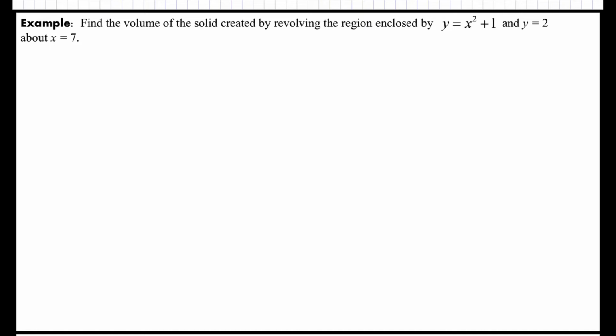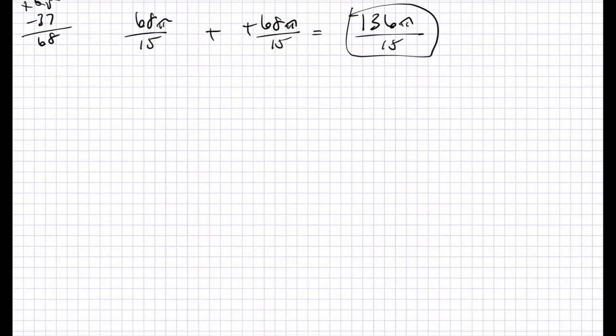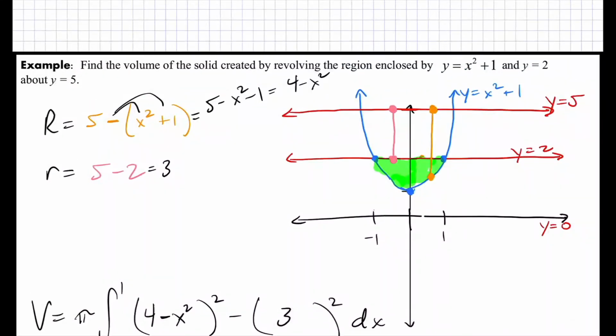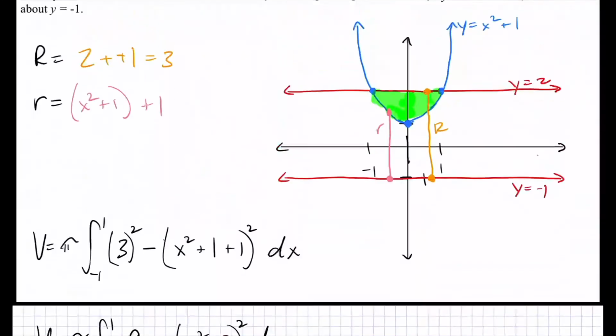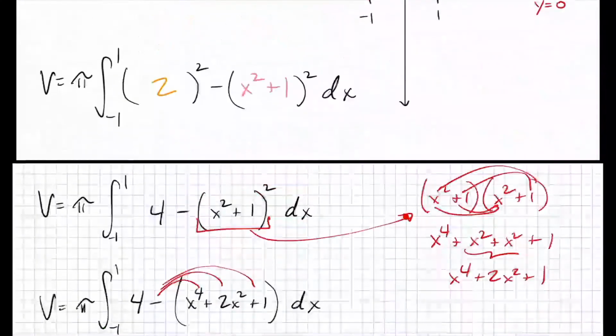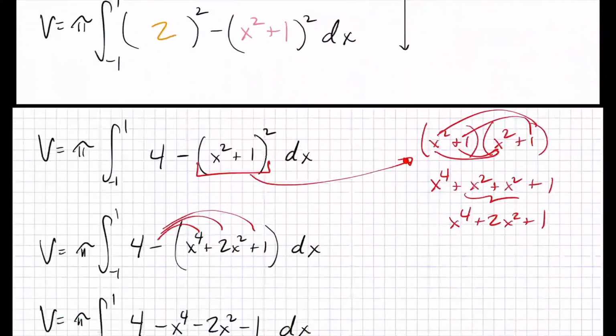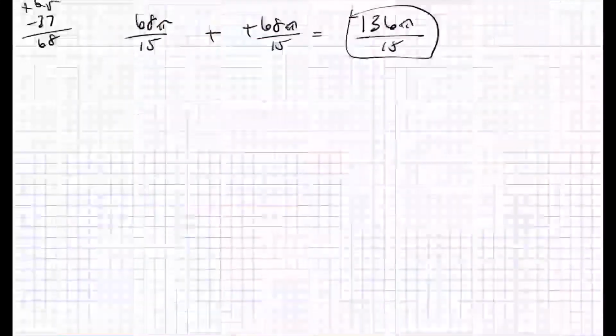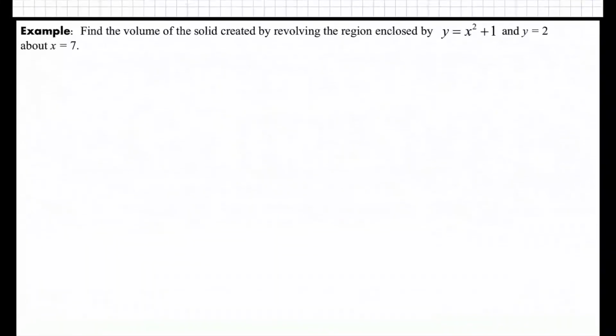Okay, so this next example here is very similar to the one we saw before, to the one we saw before that, and the one we started with. The first part of it's the same, but the axis of revolution is located in a different spot. So the first thing I'm going to do is redraw the picture so I know what I'm dealing with.